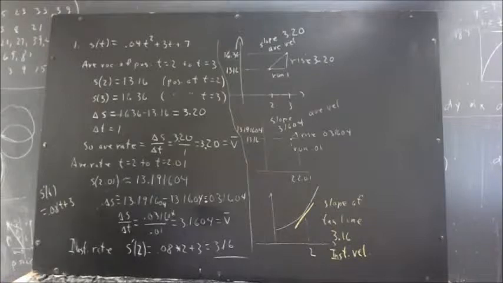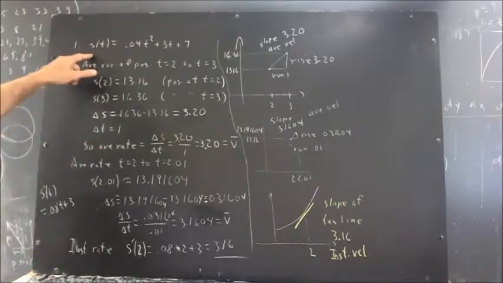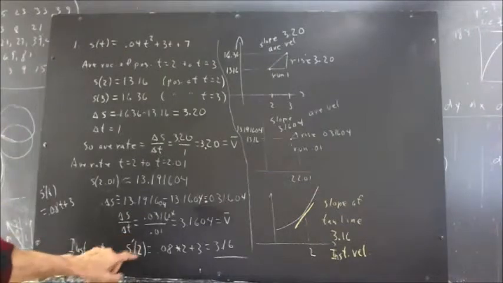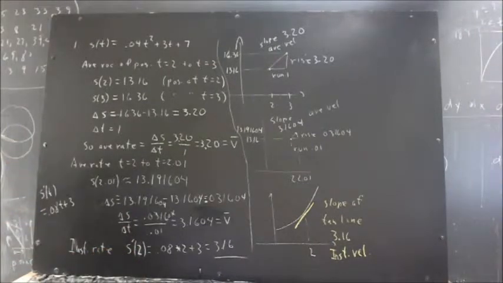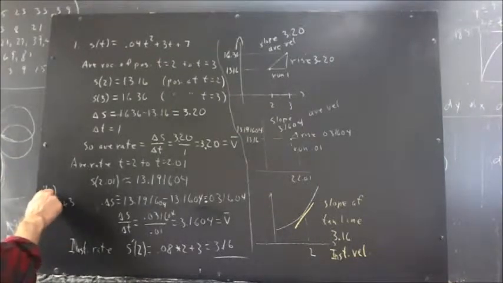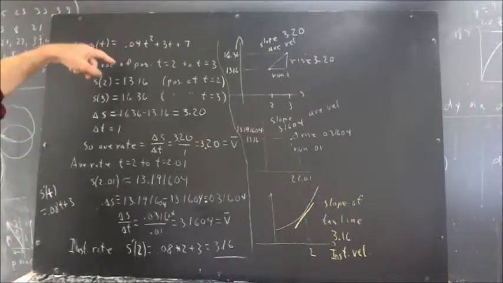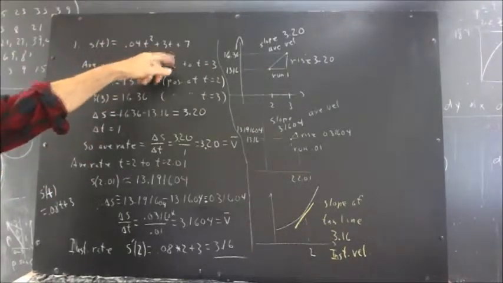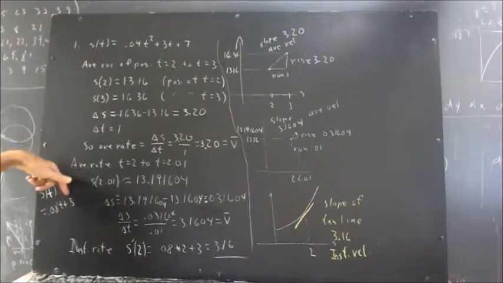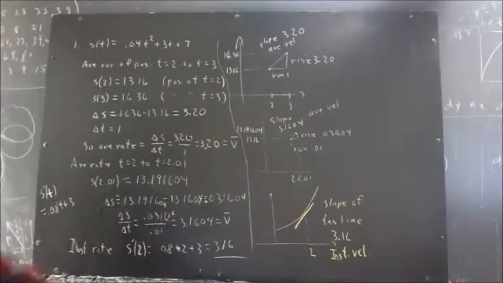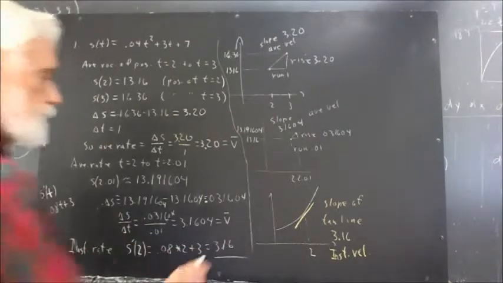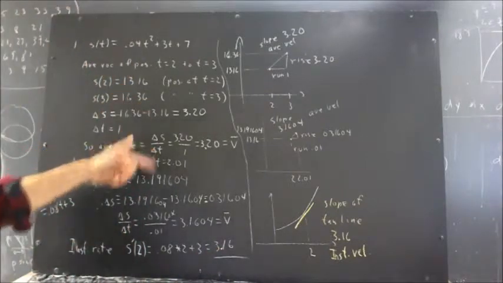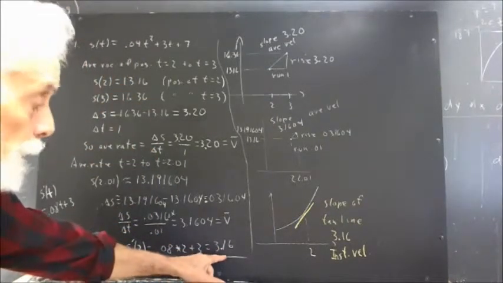And then we calculate the instantaneous rate at which this position is changing, and that's simply the derivative, s'(2). I wrote it over here, s'(t) is 0.08t + 3, just taking the derivative. t² has derivative 2t, 0.04 times that gives us 0.08t, plus 3 times the derivative of t. The derivative of t is 1, so it's 0.08t + 3. And we plug in 2, and we get exactly 3.16. So we see how these average slopes are approaching the instantaneous slope, 3.16.